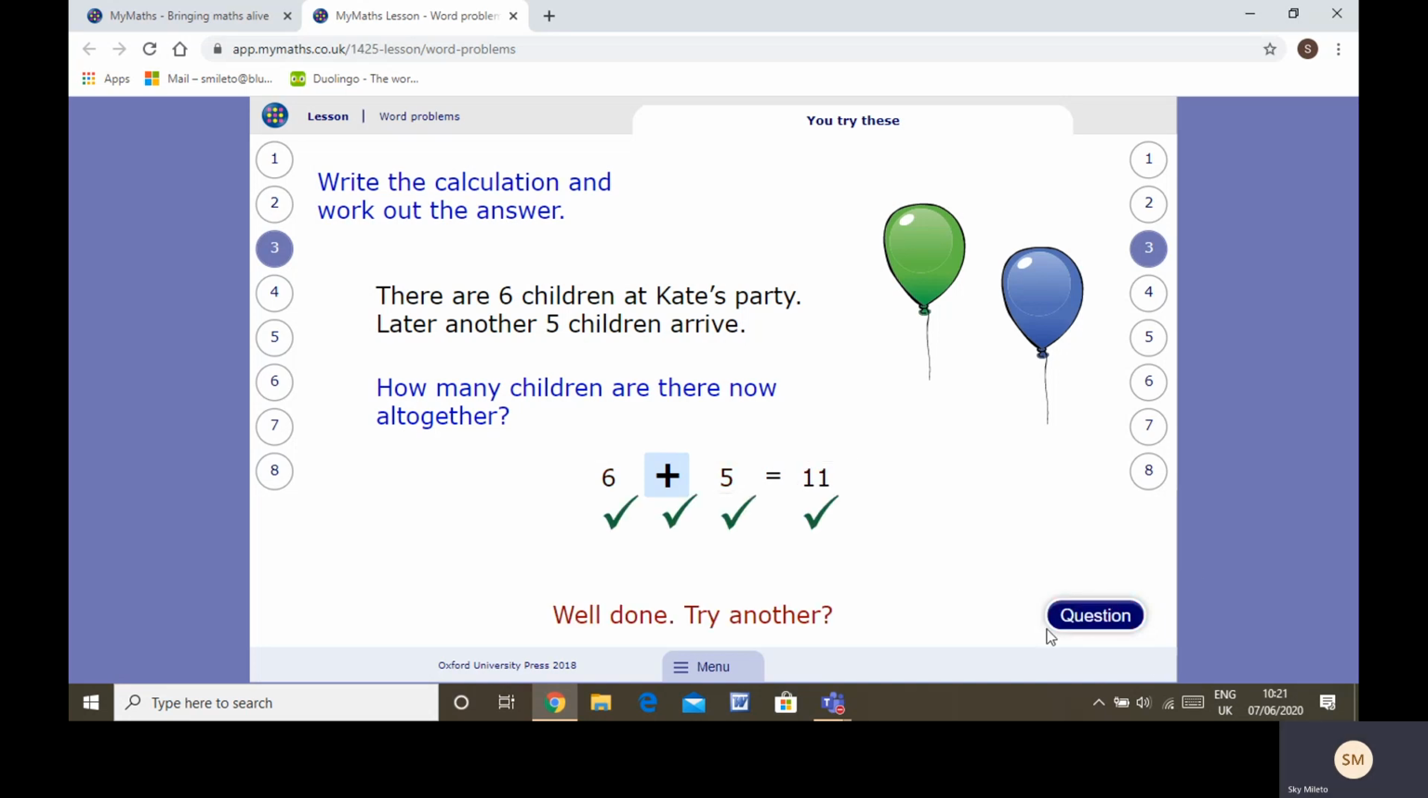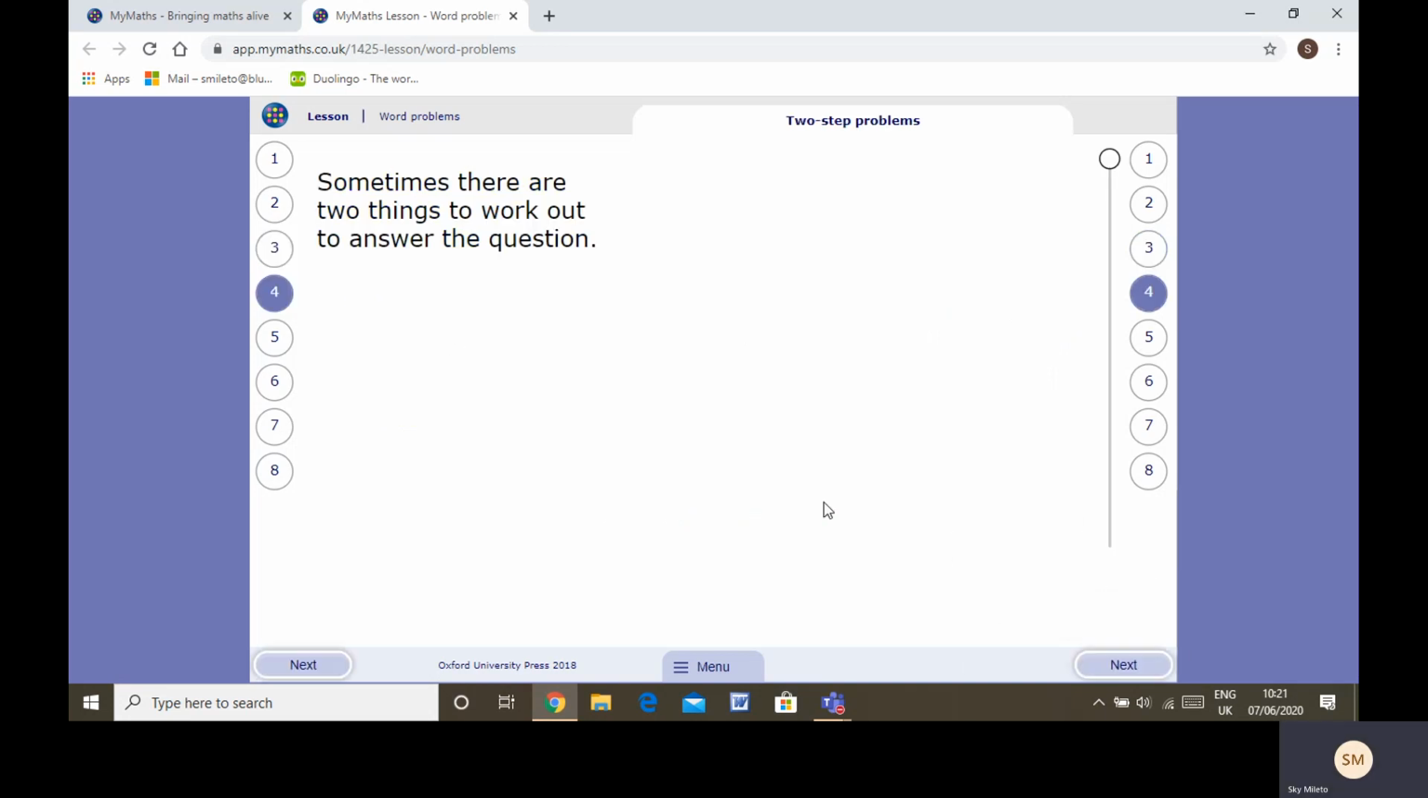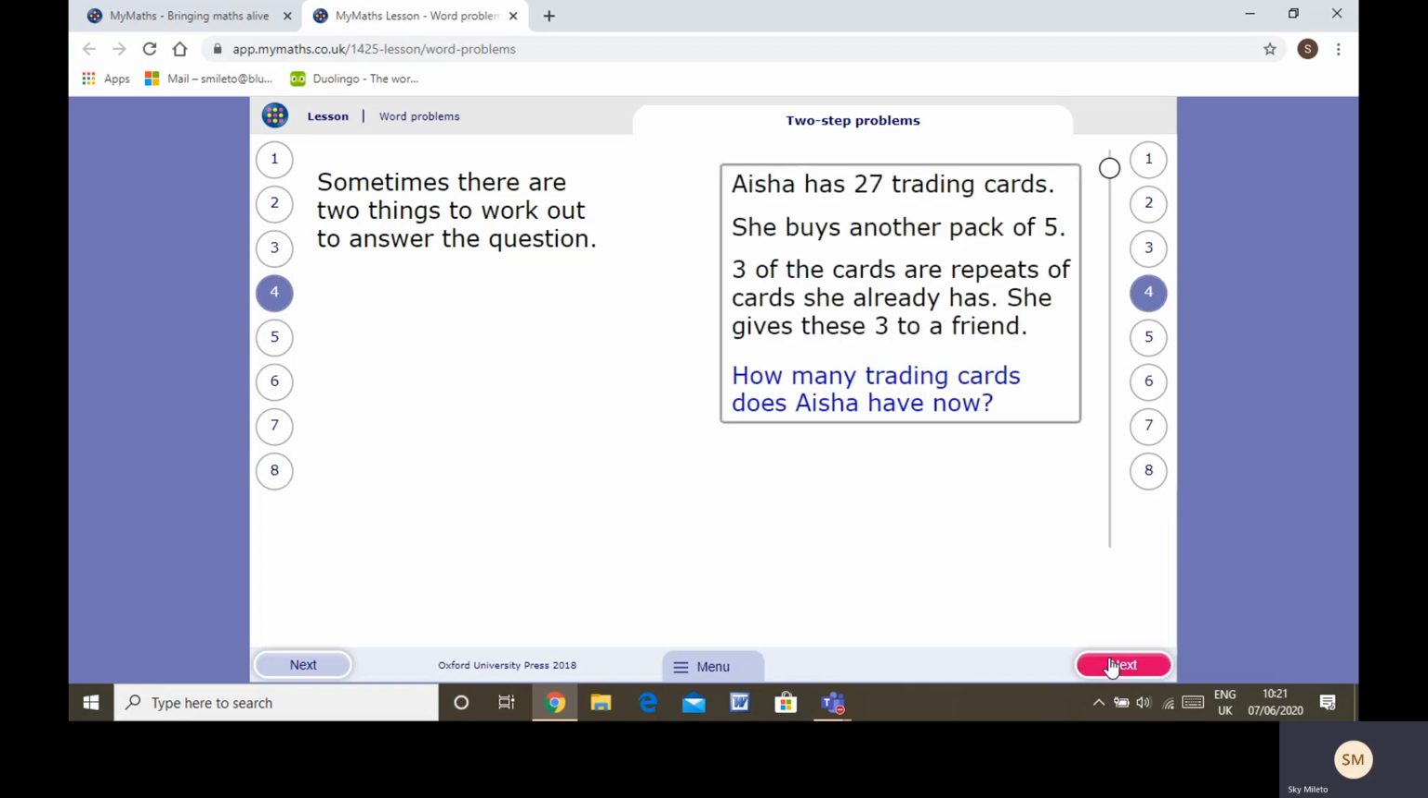Okay, you can try as many as you want if you go into the lesson. Sometimes there are 2 things to work out. This is a 2-step problem. Aisha has 27 trading cards. She buys another pack of 5. 3 of the cards are repeats of the cards she already has. She gives these 3 to a friend. How many trading cards does Aisha have now?